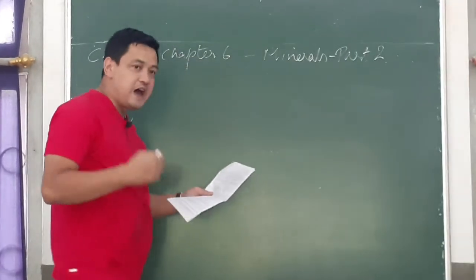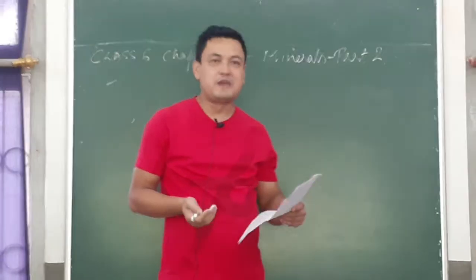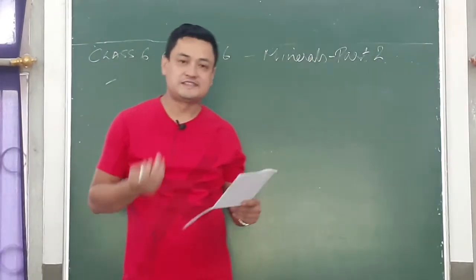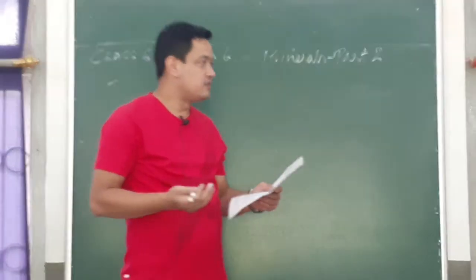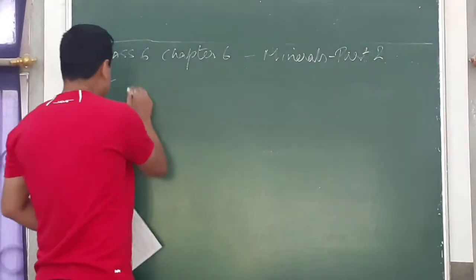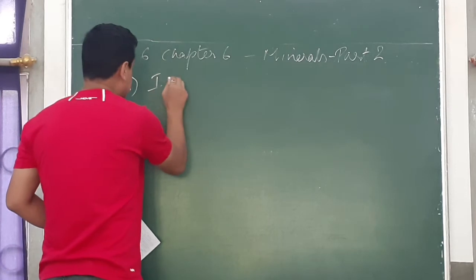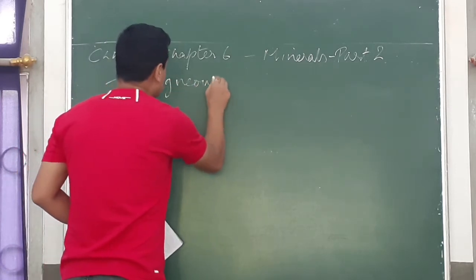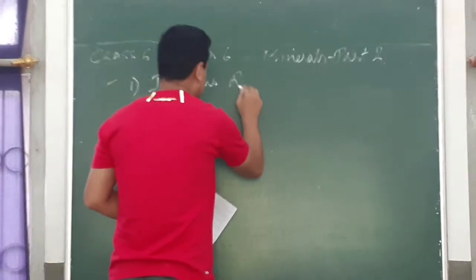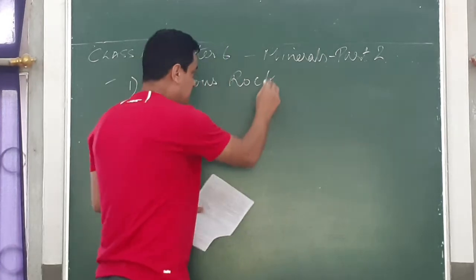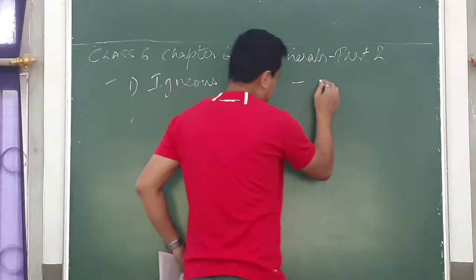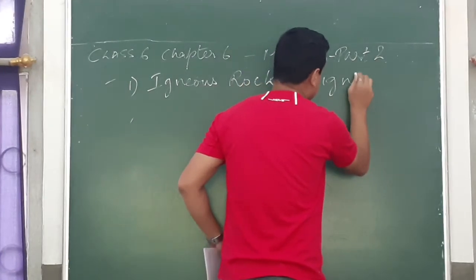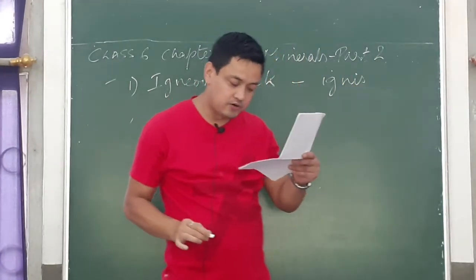Now, according to their origin, rocks may be classified as igneous rocks, sedimentary rocks, as well as metamorphic rocks. Let us study in detail. What is an igneous rock? I-G-N-E-O-U-S, igneous rock. In Latin, the word ignis, I-G-N-I-S, means fire.